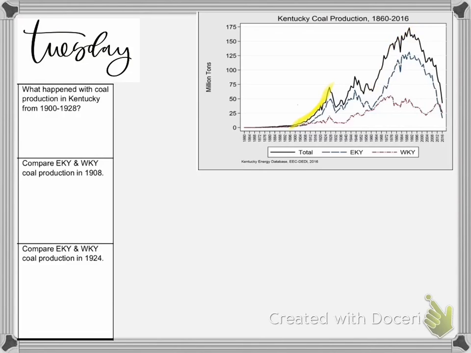Because from 1860 up until 1900, there's really little to no coal production going on. And in 1900 is when you start to see that significant increase in coal production in both Eastern Kentucky and Western Kentucky, but Kentucky overall. So when you go to answer this question, you want to write something about significant increase in coal production. I'm going to write that.